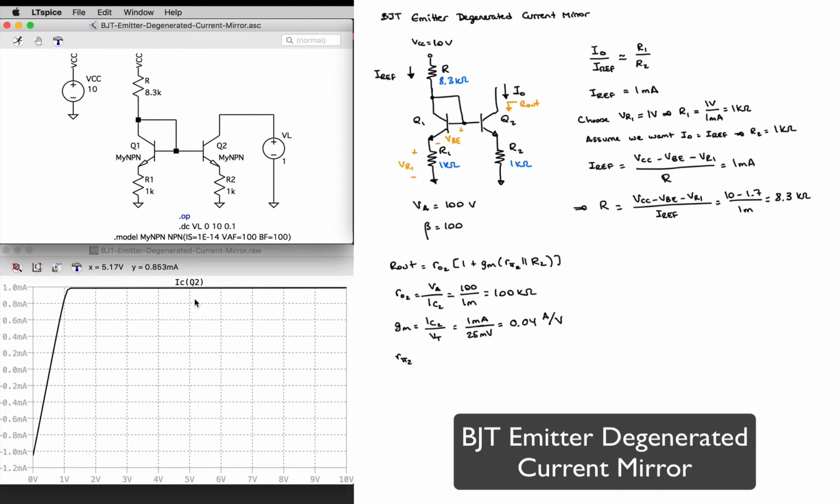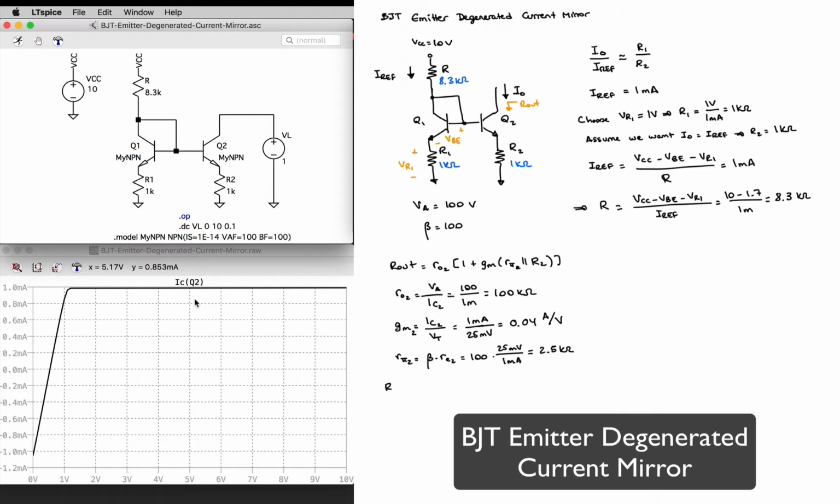R pi 2 is going to be beta times little r_e2, or beta divided by gm2, which we have already calculated. But let's go ahead and recalculate that way. So 100 times 25 milli, little r_e2 obviously is going to be thermal voltage divided by quiescent collector current. So 25 millivolts for the thermal voltage divided by 1 milliamp. And that's going to be 2.5 kilo ohms. And RE2 is just going to be 1 kilo ohm.